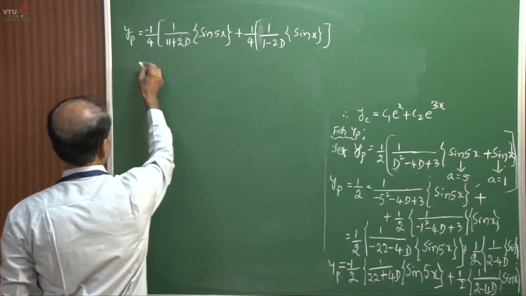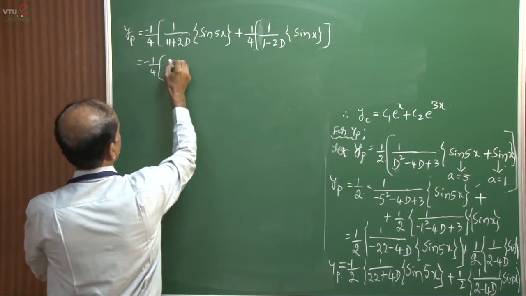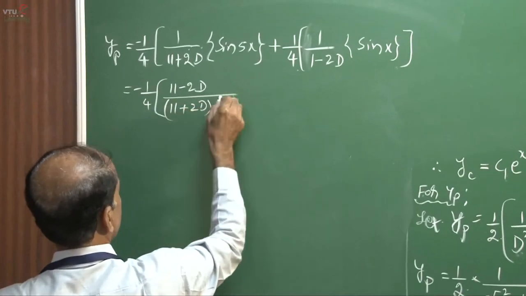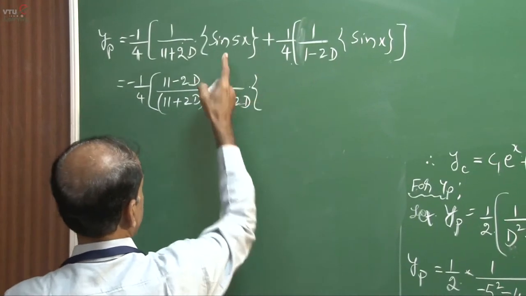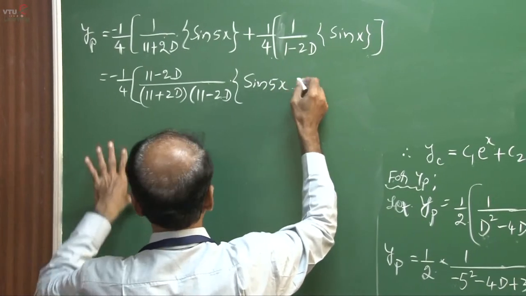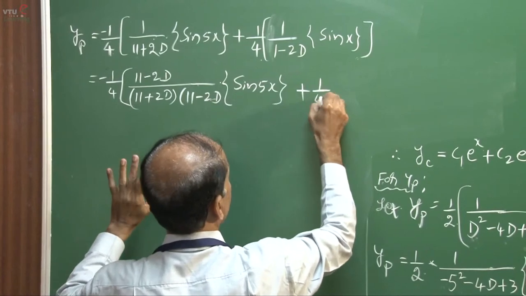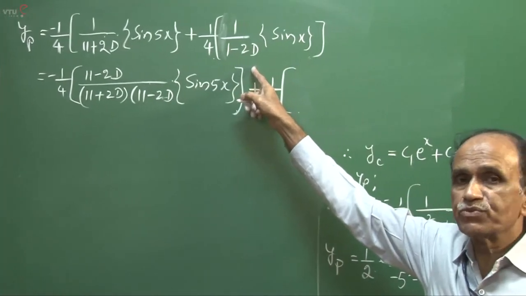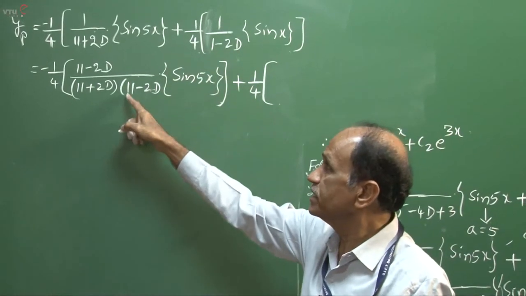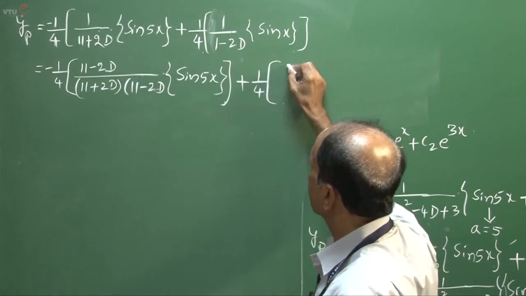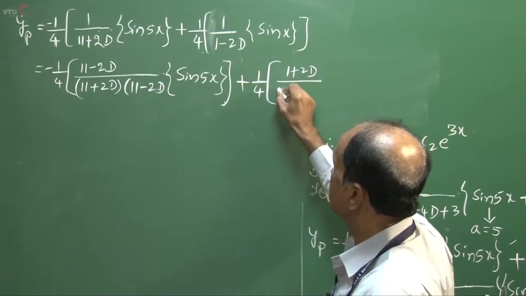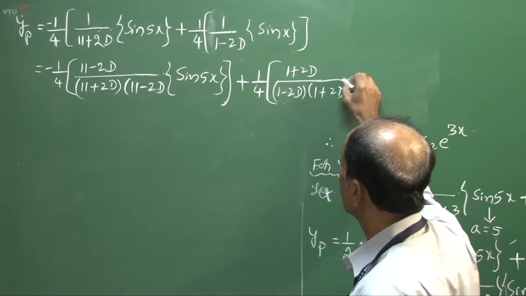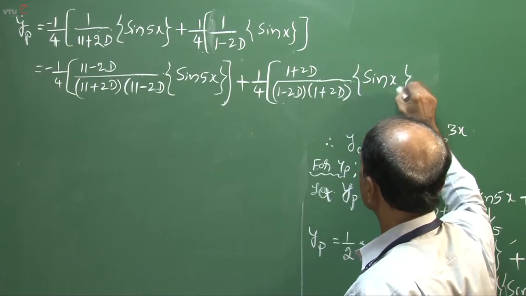There are two terms that you have to handle. Minus 1 by 4 multiplied by 11 minus 2D, divided by 11 plus 2D multiplied by 11 minus 2D, operating on sine of 5x, this is the first term. Then plus of 1 by 4 and inside the bracket 1 minus 2D is there, as it is we can't operate. Then you have to rationalize as I did here, rationalizing the denominator with the opposite sign, that is 1 plus 2D in place of 1 minus 2D, so 1 plus 2D into 1 minus 2D in the denominator, that is sine of x is there, right.